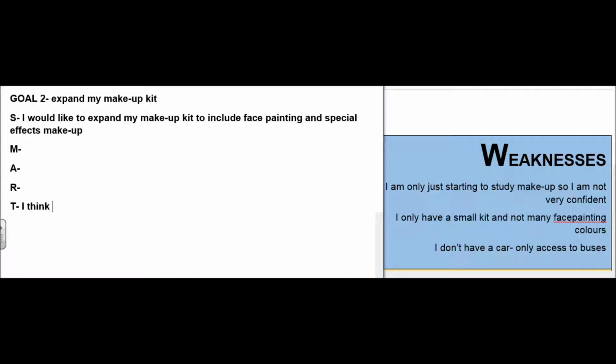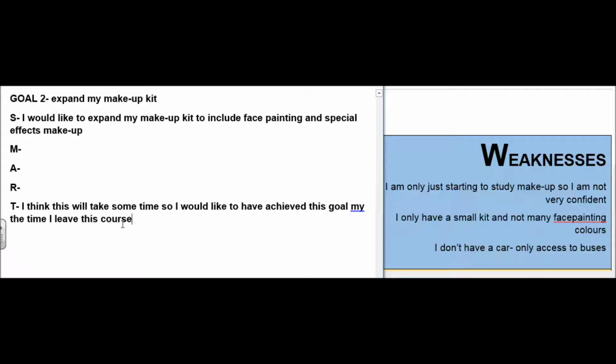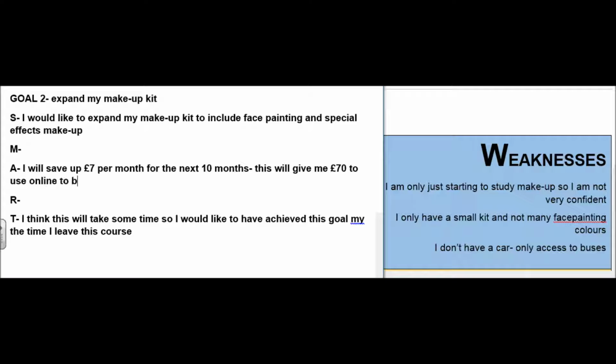Then she moves to the T, to the time scale, and tells us, "I think this will take some time, so I would like to have achieved this goal by the time I leave this course." So giving a little bit more time to achieve it. And the method of achieving it: "I will save up £7 per month for the next 10 months. This will give me £70 to use online to buy more items." So there's going to be a saving scheme. It's going to give her the money to purchase the makeup that she needs.